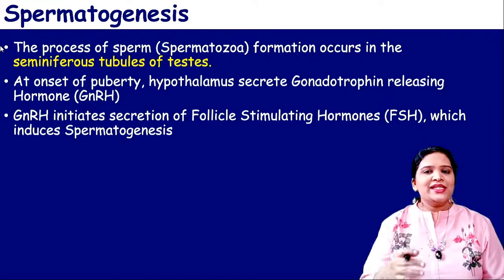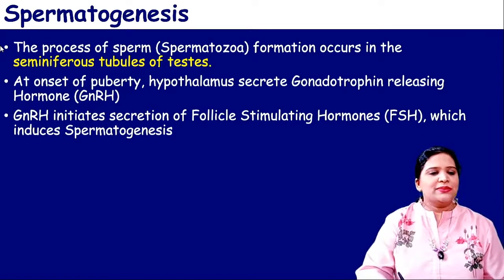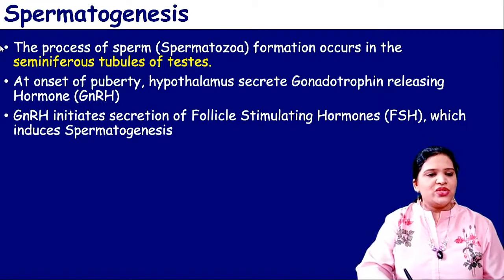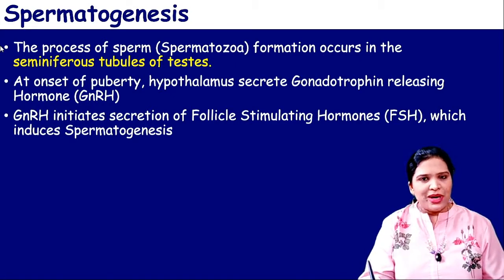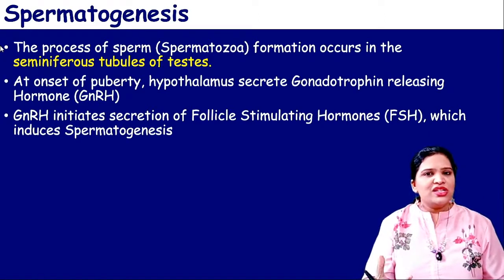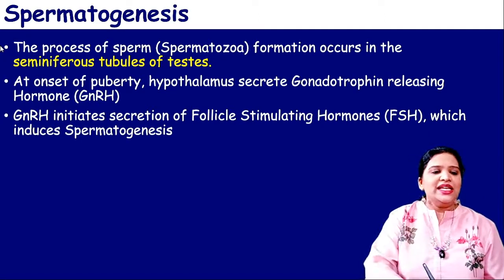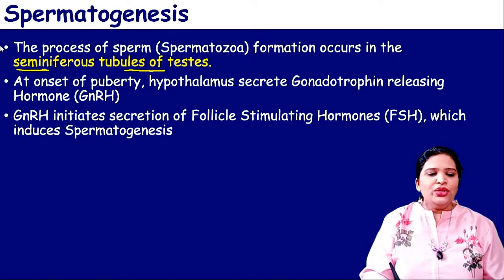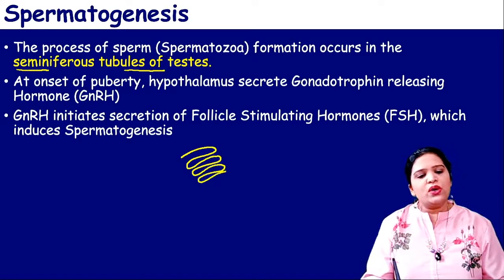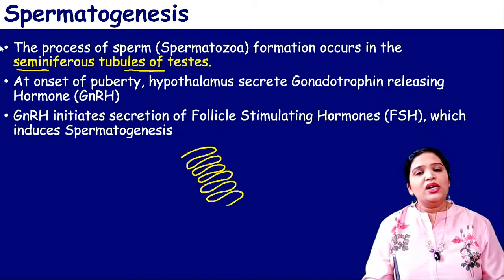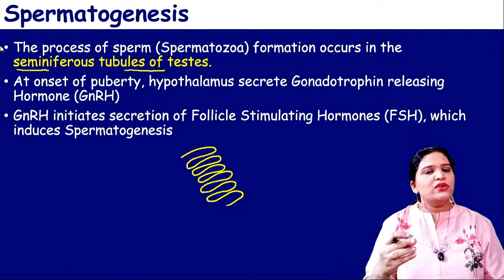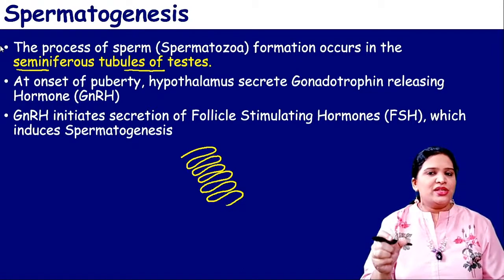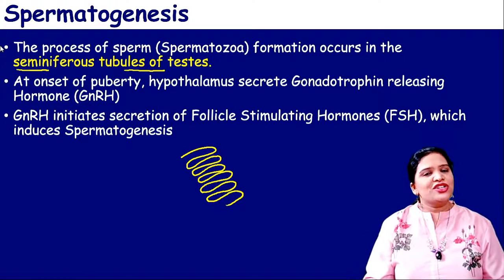Let's get into spermatogenesis. What is spermatogenesis? The process of sperm formation is called spermatogenesis. Spermatogenesis occurs in the seminiferous tubules of the testes. You know the structure of the seminiferous tubules, they are like tightly packed coils of cells. Inside the walls of the seminiferous tubules, the sperm formation occurs.